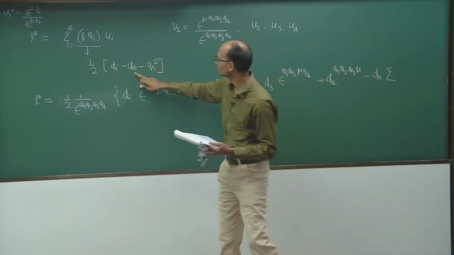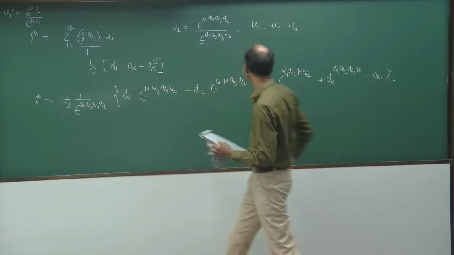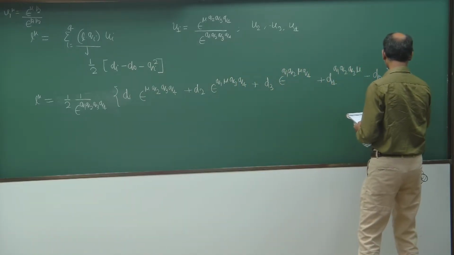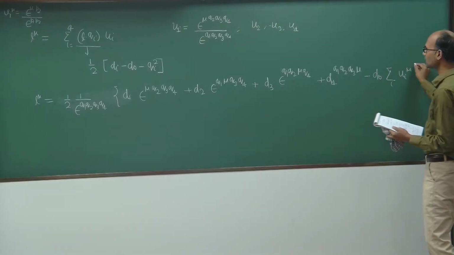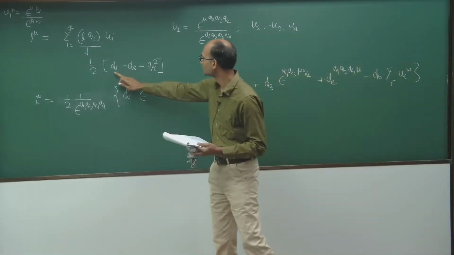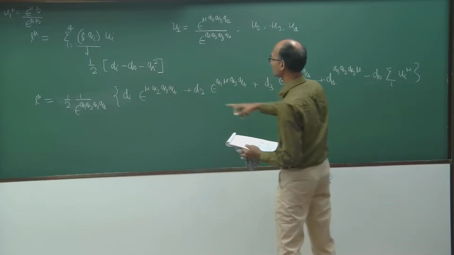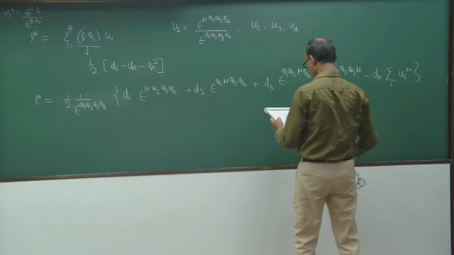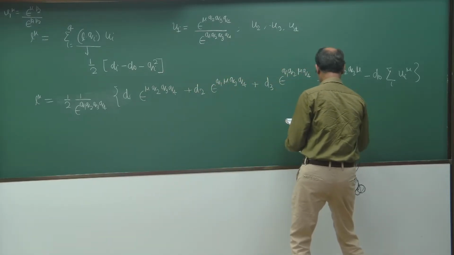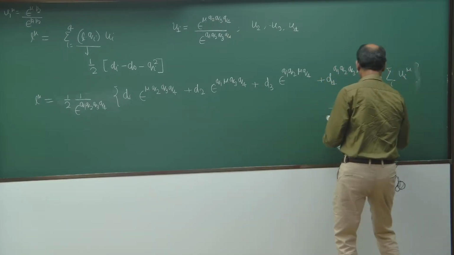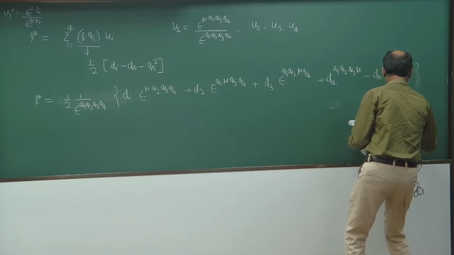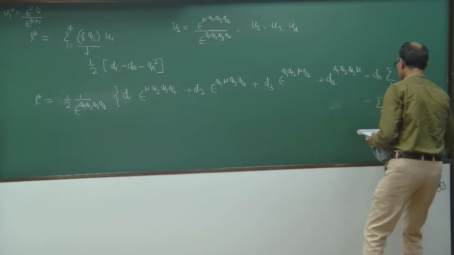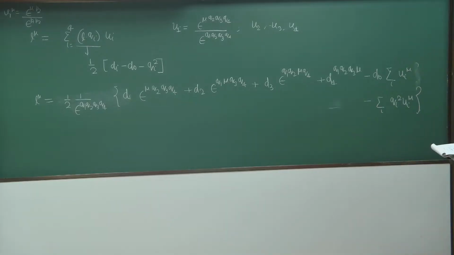With the d0 I get just this term, which is sum over i of ui mu. Okay. So, I have written down these terms, I have expanded all these, and then I am left with this term here. So, I would write that as well, minus sum over i qi squared ui mu. Okay. I just basically expanded.